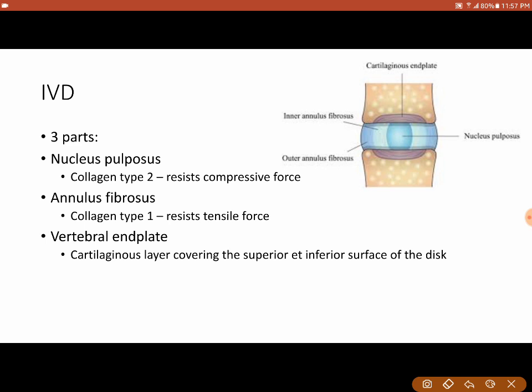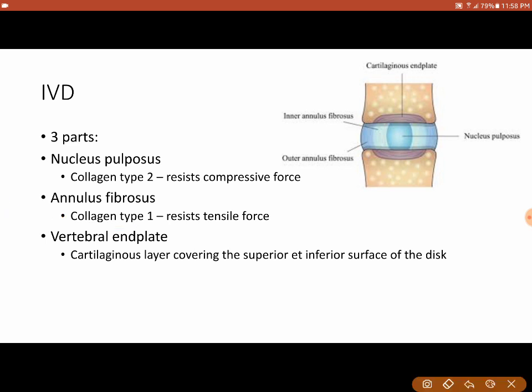Next part is your annulus fibrosus. Your annulus fibrosus is located outside your nucleus pulposus and is composed of 60 to 70% water and 20% proteoglycans. Remember that your nucleus pulposus has a type 2 collagen, which resists compression, while your annulus fibrosus has type 1 collagen, which resists tension.